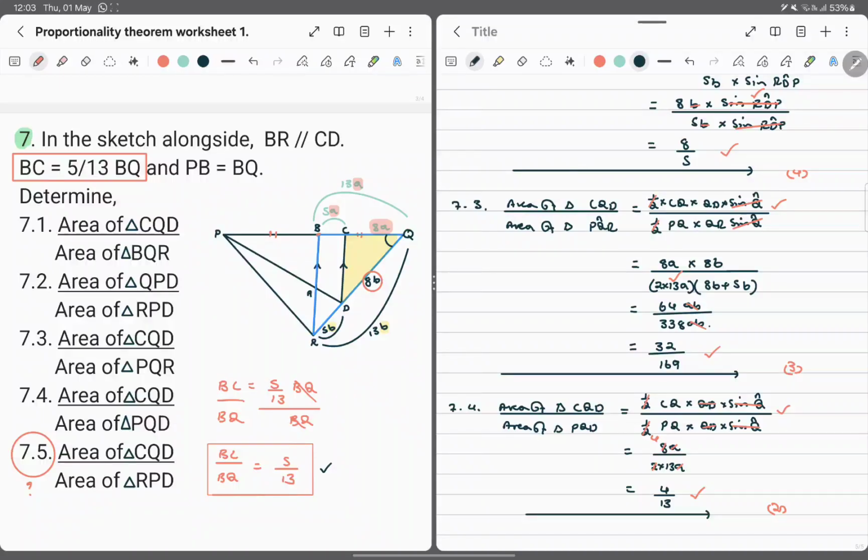Yeah, man. CQD is still the guy. RPD this time. So can you see this one is different? But how is it different?